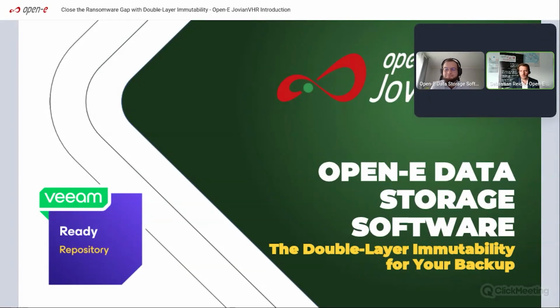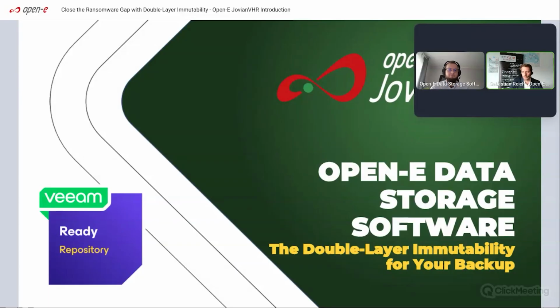Today is very special, as I already said. As you can see, we have this Veeam Ready Repository logo, in the same coloring as the VHR. And as you may already guess, VHR stands for Jovian Veeam Hardened Repository, which means we're offering an add-on software for Veeam, because Veeam is the most used backup software in the world. And we have a great addition which we can achieve. We call it the double layer immutability for your backup.